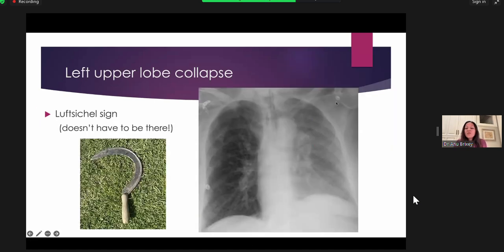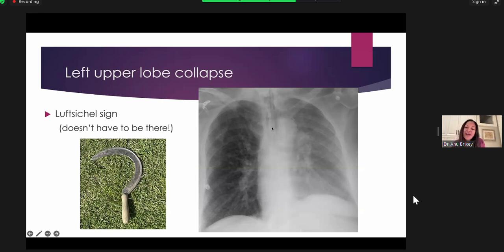Okay. And then one other point I wanted to make on here is one thing that's associated with left upper lobe collapse is what's called the Luftsichel sign. So a Luftsichel is actually a farming tool, and it has this appearance to it, right? This kind of sickle shape. And so you can see the Luftsichel sign in left upper lobe collapse. So you see it right here. And when you see that, that can also be a clue that you have left upper lobe collapse.